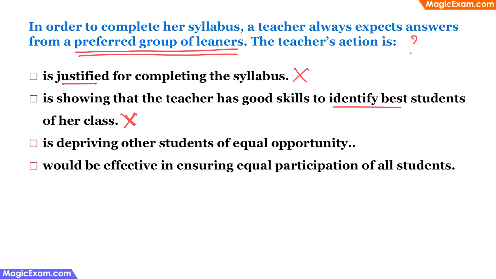Next, is depriving other students of equal opportunity. This is a correct statement, because by focusing only on the preferred group, the other children are being ignored. Therefore, they are not getting an equal opportunity to participate in the teaching and learning process. Therefore, this is a correct statement. The last one would be effective in ensuring equal participation of all students. This is absolutely incorrect, because as I said, by focusing only on one group, the other children are not getting an opportunity to participate equally. Therefore, this is incorrect.